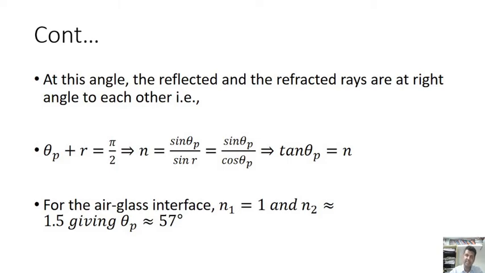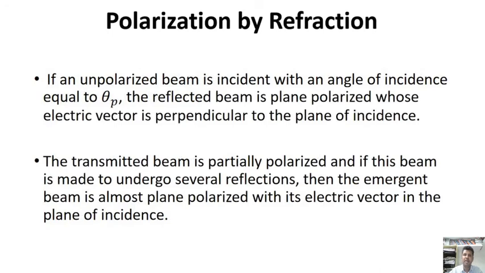That is, theta p plus r is equal to pi by 2, and n is equal to sin theta p by sin r, that is equal to sin theta p by cos theta p, that is tan theta p is equal to n. So here for the air-glass interface, n1 is equal to 1, n2 is 1.5. So now, knowing how polarization is produced by refraction.